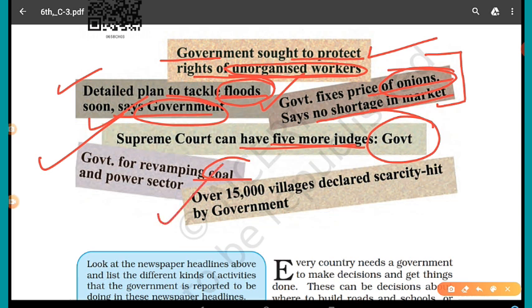Over 15,000 villages declared scarcity hit by government. So what kind of scarcity is there? Any kind of scarcity might be there, regarding the economy, regarding the resources, regarding other kinds of commodities, regarding water. Clear? So any kinds of scarcity might be there.